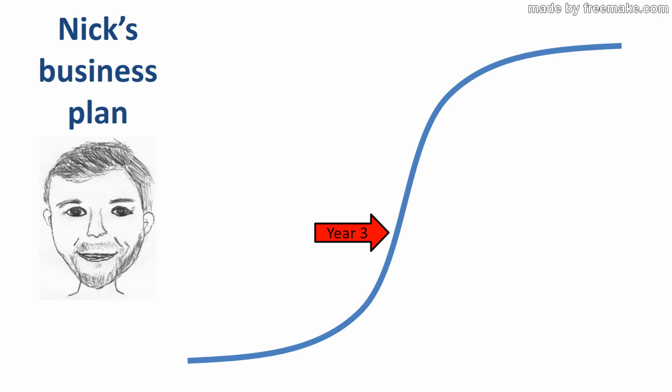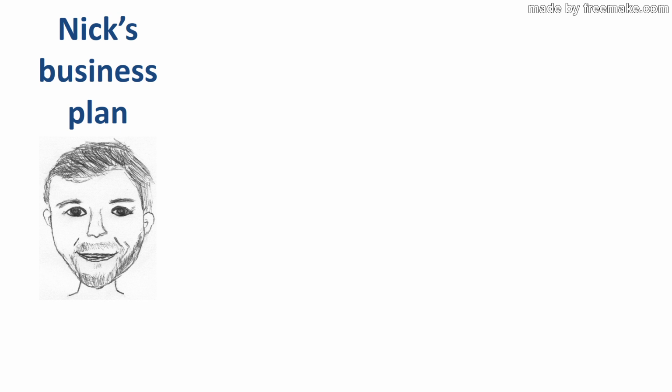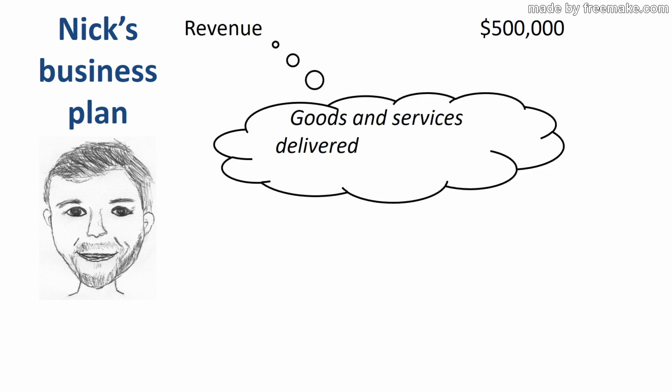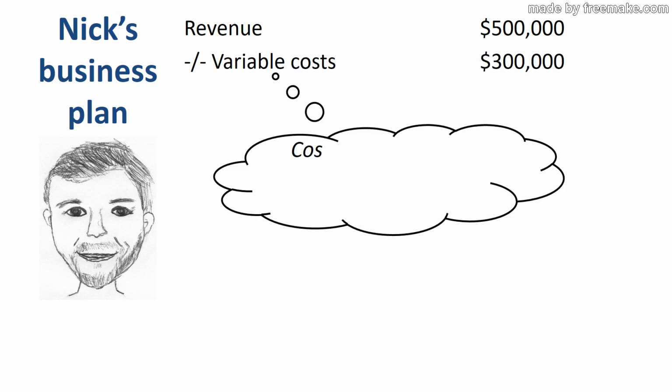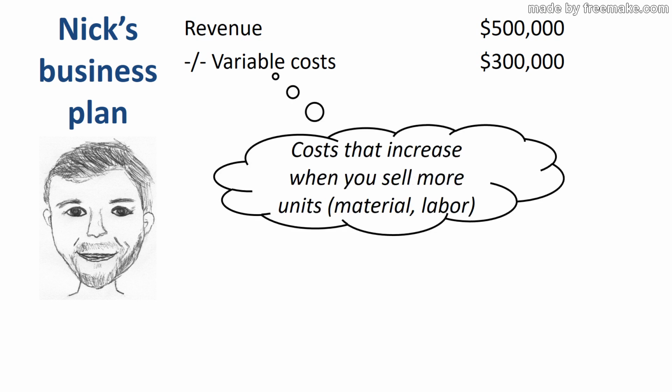Year 3 after starting his business, Nick is aiming for $500,000 in revenue. Revenue is the sum of the value of the goods and services delivered and invoiced to customers during the year. From this revenue number, he deducts variable costs of $300,000. Variable costs are the type of costs that increase when you sell more units. Examples of variable costs are raw material, production labor, and the electricity that is needed to run the production equipment.